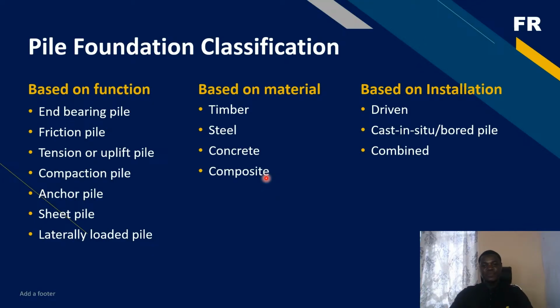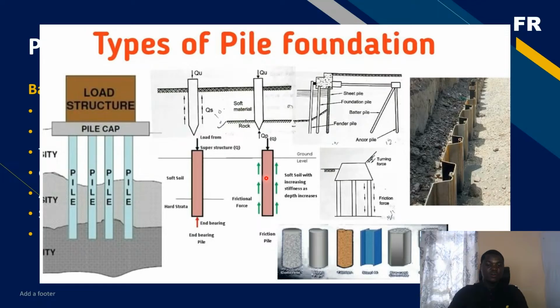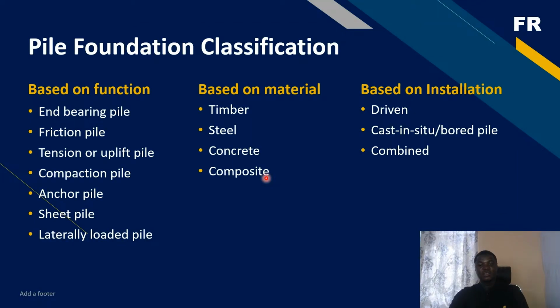And then the other classification is based on the material. This one is very simple. It just depends on the kind of material you use for your pile. You can have timber, concrete, steel, and composite, that is a combination of concrete and steel. We all know that when we talk about concrete, we mean reinforced concrete. So generally, the common type of pile based on the construction material is the concrete pile.